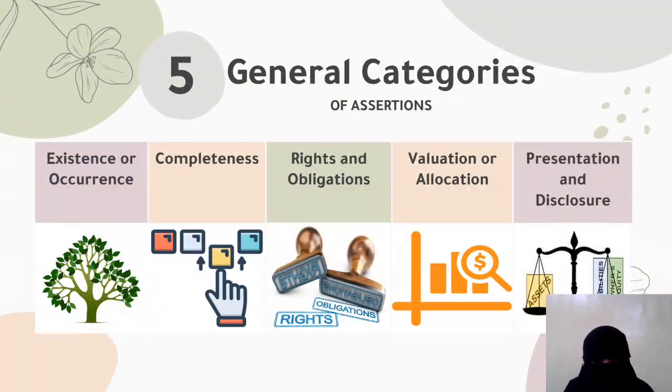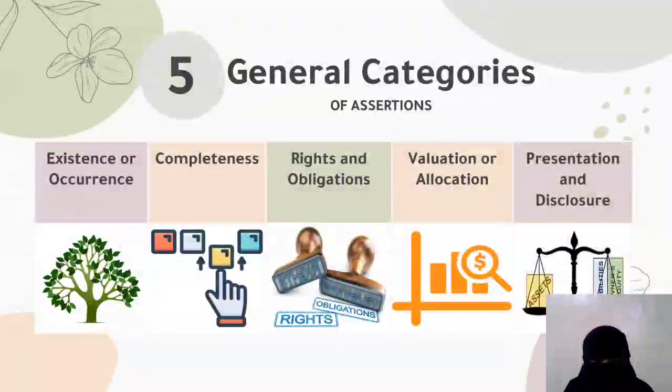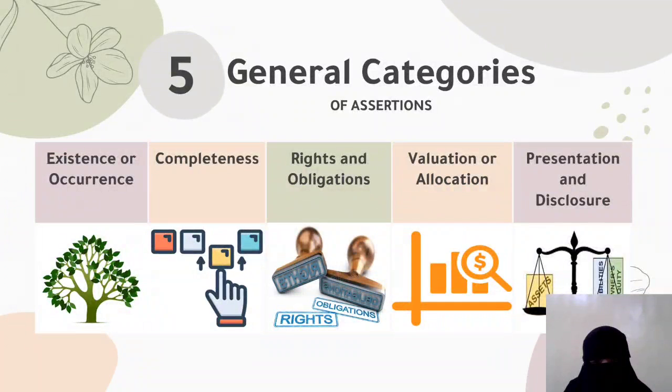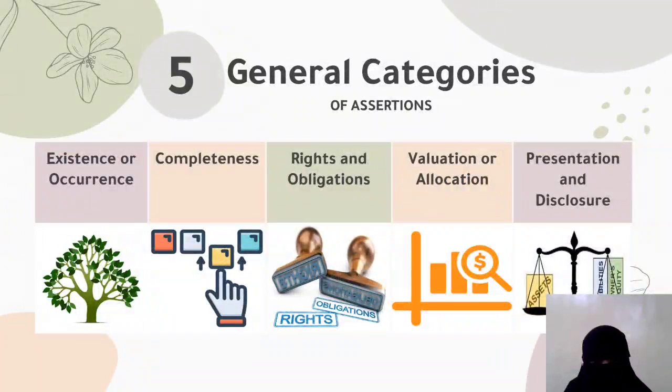So existence for balance sheet, occurrence for income statement. The next is the completeness assertion. This declares no material assets, equities, or transactions have been omitted from the financial statements. Next, the rights and obligations assertion, which maintains that assets appearing on the balance sheet are owned by the entity and that the liabilities reported are obligations.